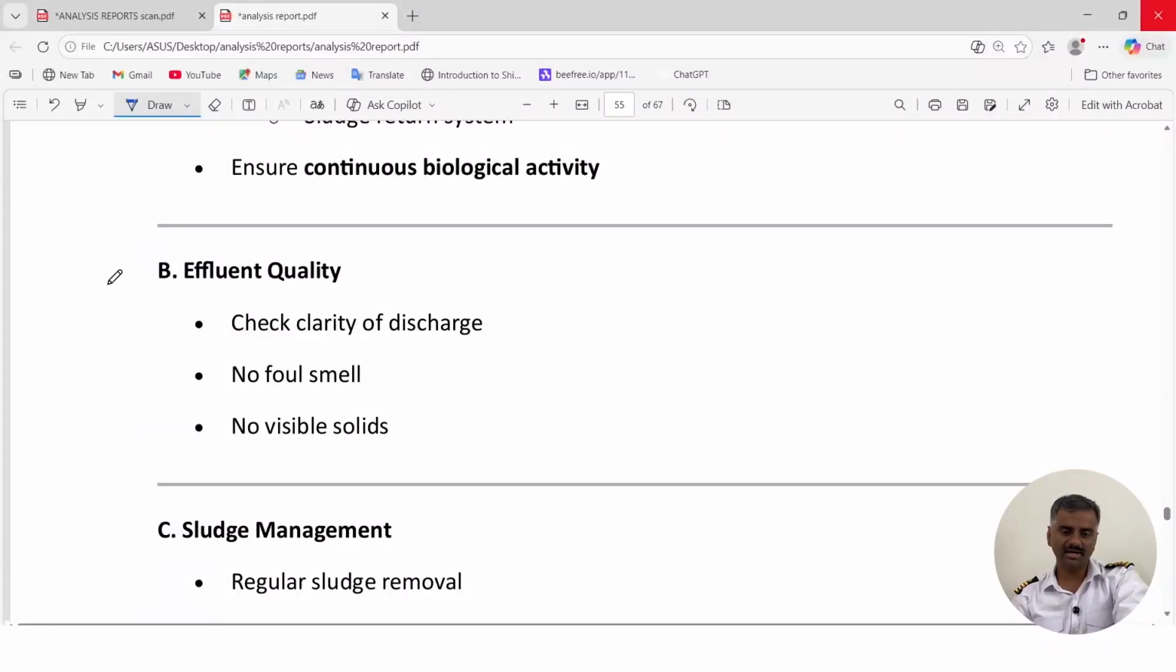Okay, what should be the quality of the sewage effluent that we are sending for analysis? The sample should be clear, there should be no foul smell, and the visible solids, the suspended solids, should not be visible. Okay, so that is the purpose of decomposition, right, treatment, so that visible solids are not there, foul smell is not there, and the water is clear.